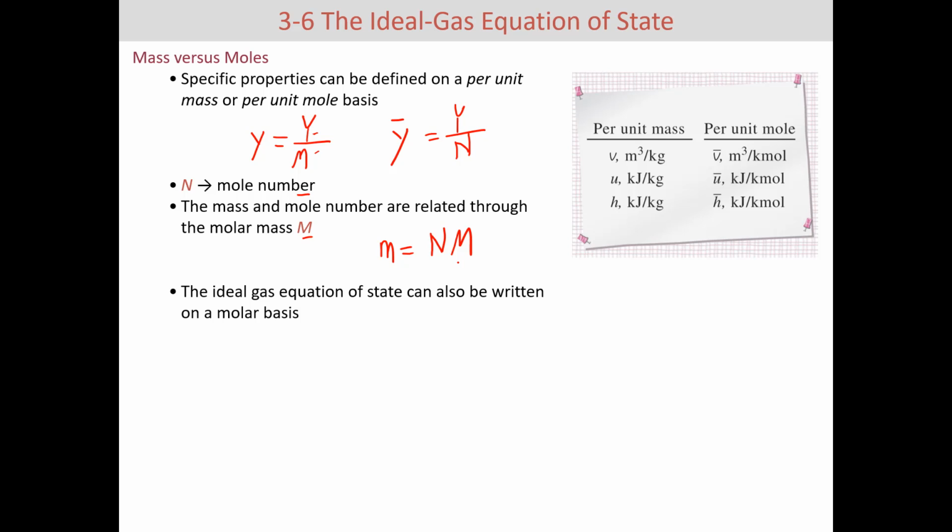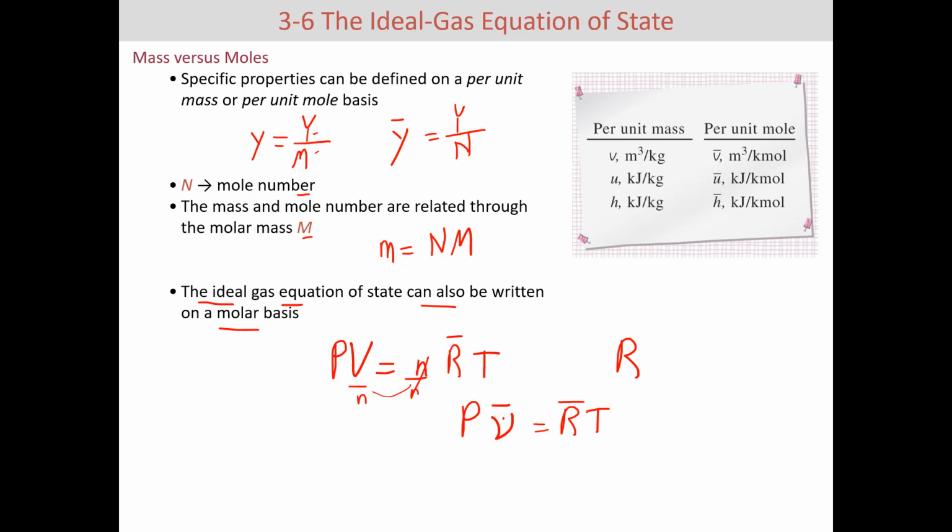The ideal gas equation of state can also be written on a molar basis. Pressure times volume equals number of moles times R bar T, or pressure times specific volume on a molar basis, if I divide through by N, the N cancels out, where I get my specific volume on a molar basis equals R bar T.